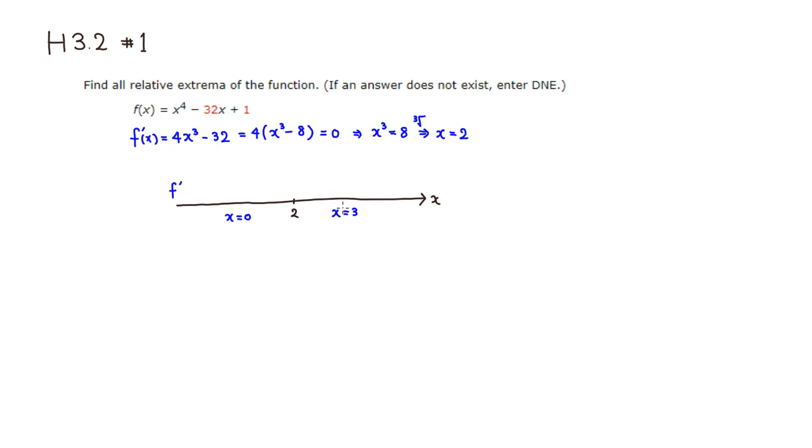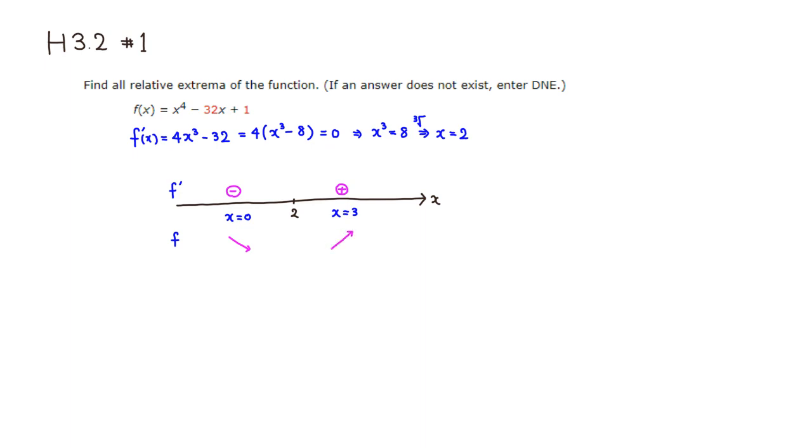Then I'm going to determine the sign. If you plug in x equals 0, 0 minus 8 is negative, times 4, so it's going to be negative here. If you plug in 3, 3 cubed is 27 minus 8, so that's positive, so it's going to be positive here. So the function is decreasing before 2 and increasing after 2.